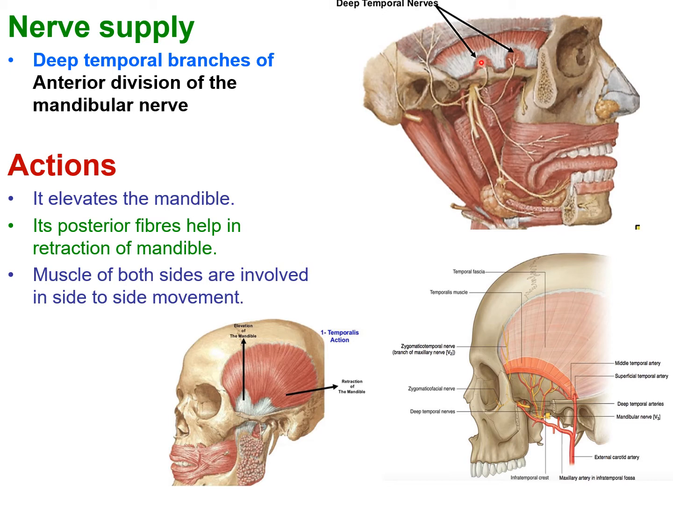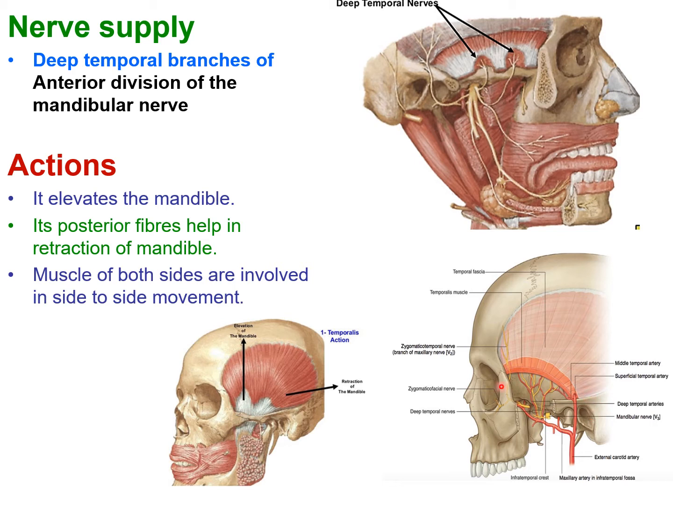The deep temporal nerves are 2 in number, and they pass between the bony fossa and supply the muscle from its deeper aspect. Talking about the blood supply, the temporalis is supplied by the deep temporal vessels, which are derived from the second part of maxillary artery. Also, it is supplemented by the middle temporal branches of superficial temporal artery.